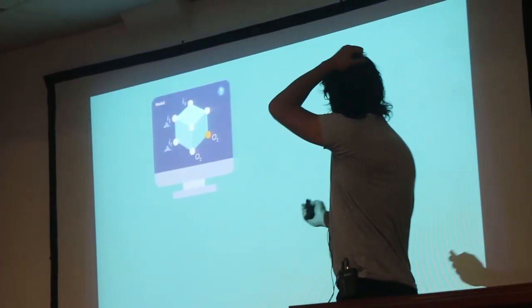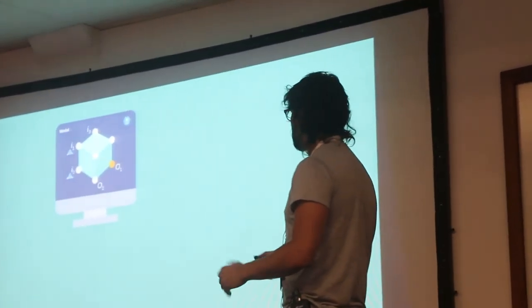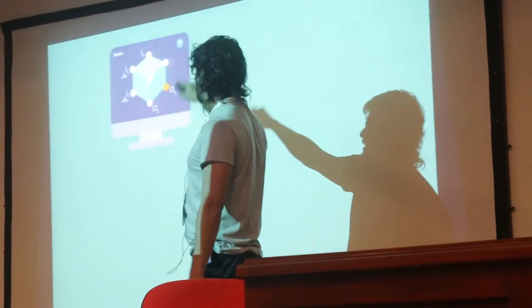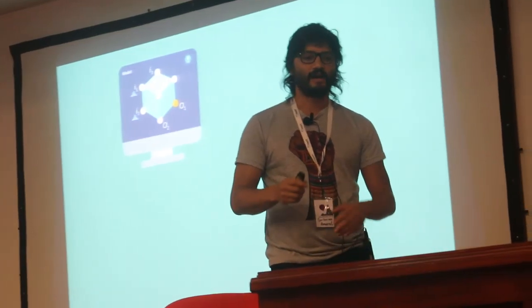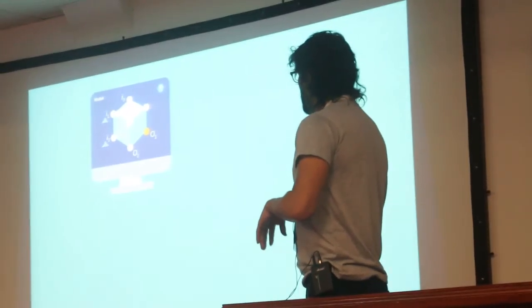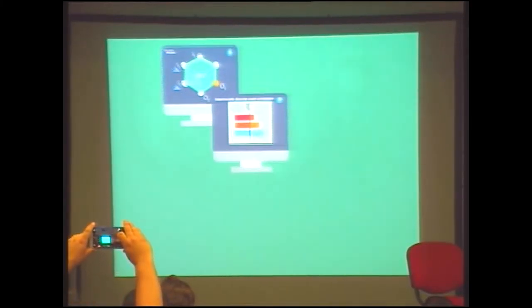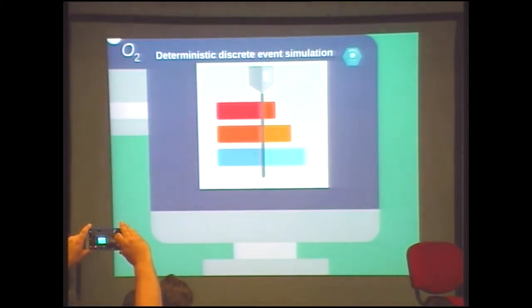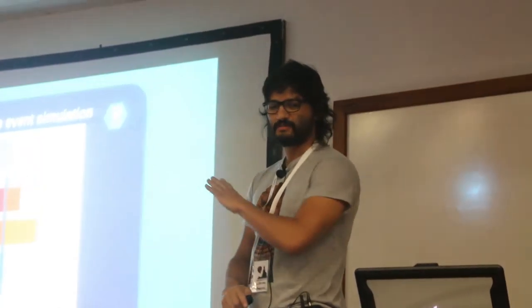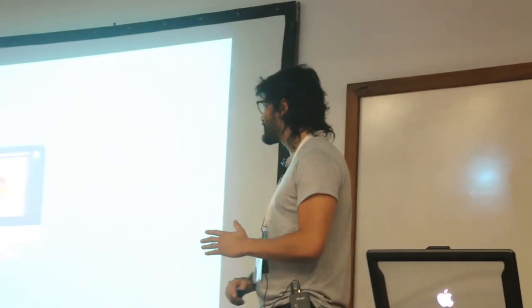A model is essentially a bunch of specifications of the actors of the simulation. Simplifying a lot, there are some input variables which might have probability distributions and some output variables as well. So when I say simulation, I refer to two types of simulation. First is a deterministic discrete event simulation, which involves a routing algorithm of oil and gas fluids. It's kind of complex.